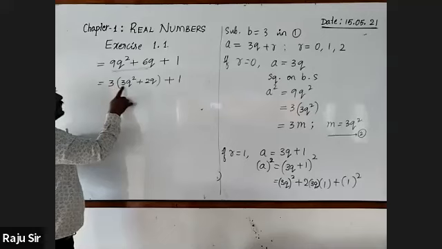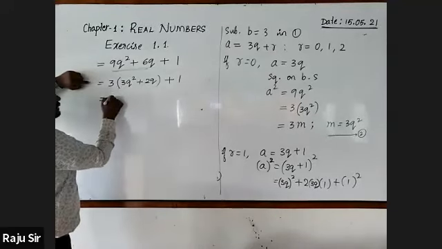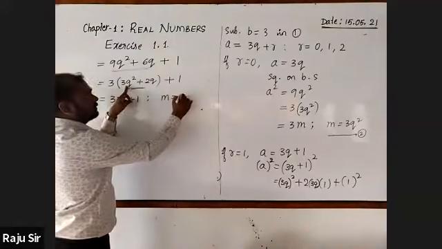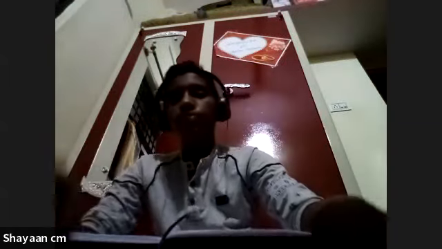3m plus 1. Look at 3 into 3q square plus 2q plus 1. Now this can be written as 3, in place of this, m. Here m is 3q square plus 2q, so 3m plus 1. Now you may call it statement 3. Got it? Yes, sir.